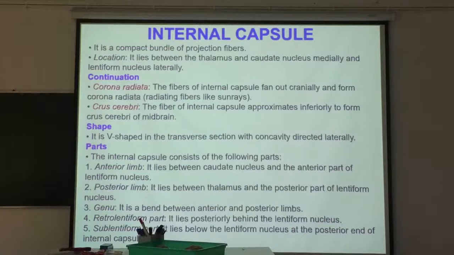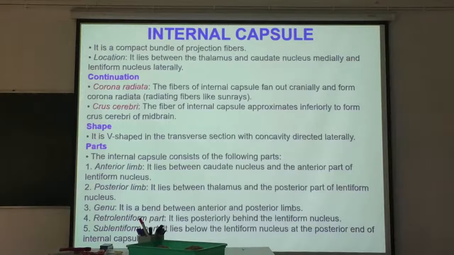Next is continuation: corona radiata and crus cerebri. Corona radiata, the fibers of internal capsule fan out cranially and form the corona radiata, radiating fibers like sun rays. Next is crus cerebri, the fibers of internal capsule approximate inferiorly to form crus cerebri of the midbrain. So superiorly it is radiating upward to the cerebral cortex as the corona radiata, and inferiorly they are approximated to form the crus cerebri. Okay, understood?